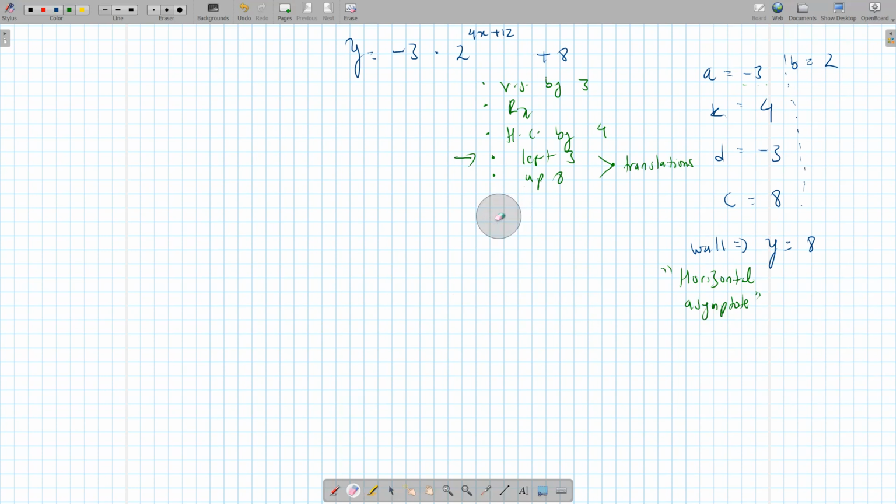All right, now we're going to use the point mapping rule. Point mapping rule says this: any point x, y becomes what? If you remember.